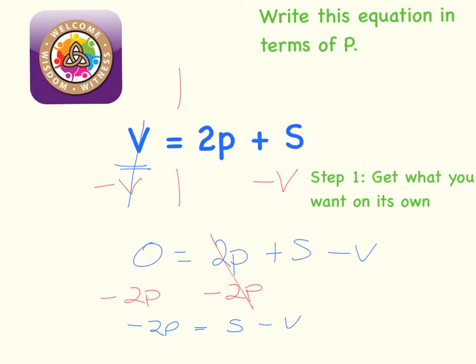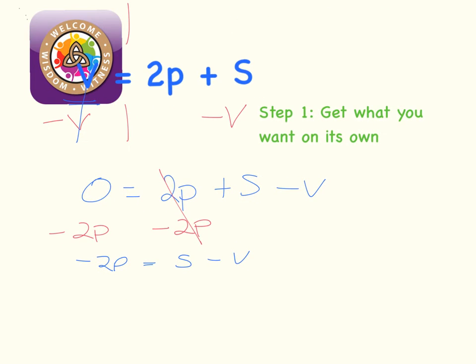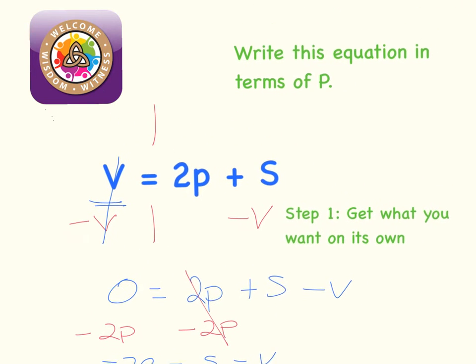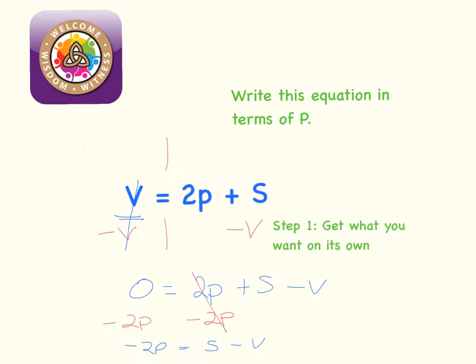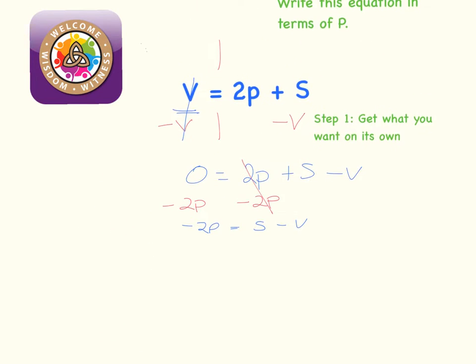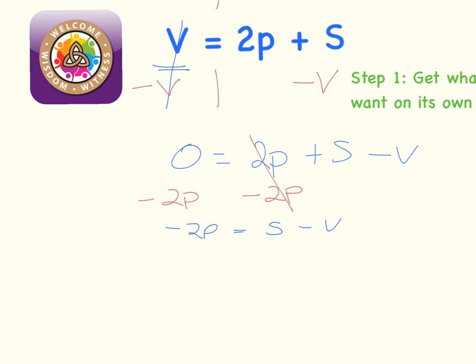So you can see I've got my first step done there, which was to get what I wanted on its own. If we go back up, the question said, write this equation in terms of P, which means we want P on one side, everything else on the other. So what have I essentially done at this point? I have not got P on its own, I have a minus 2P. So remember, the question wants me to get P on its own, so I need to get rid of this minus 2P. But you can see here that this minus 2P is attached to the P, which really we should know at this stage means minus 2 multiplied by P.